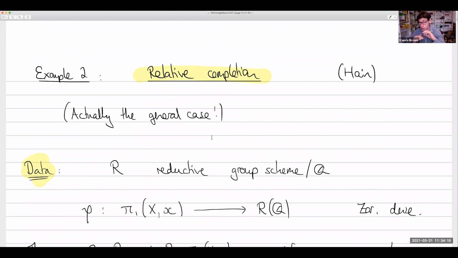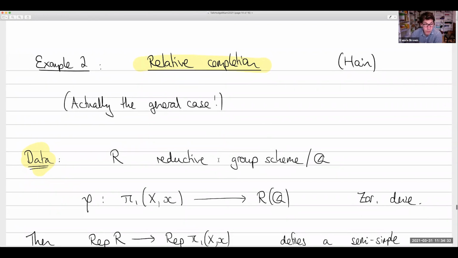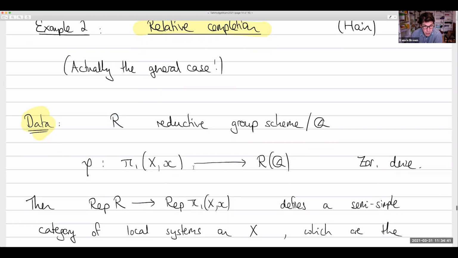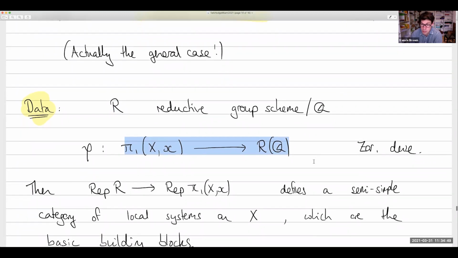So now what we do is, instead of iterated extensions of constant variations, we're going to specify some building blocks out of which we want to construct all possible iterated extensions. So that data for these building blocks will be given by R, a reductive group scheme over Q. And we give ourselves a representation of the fundamental group into the rational points of this group scheme. The main example we have in mind is the case of a modular curve. In that situation, this group scheme will just be SL2, and this monodromy representation will be the monodromy representation on H1 of the fibers of the universal elliptic curve.